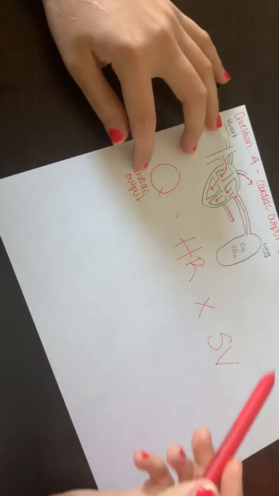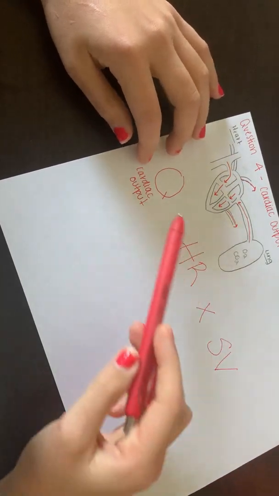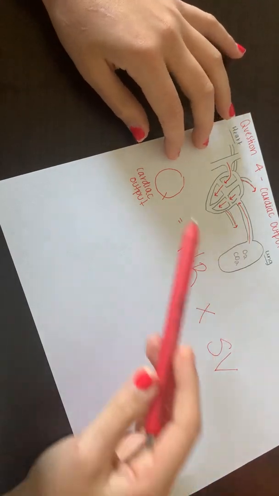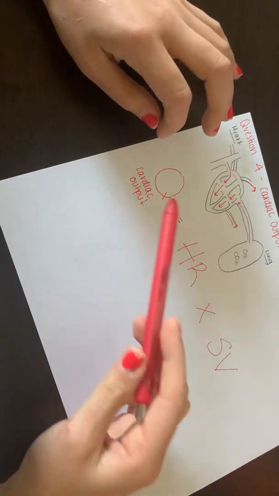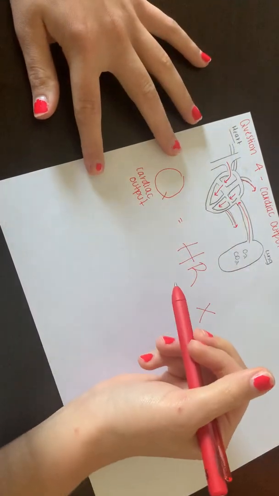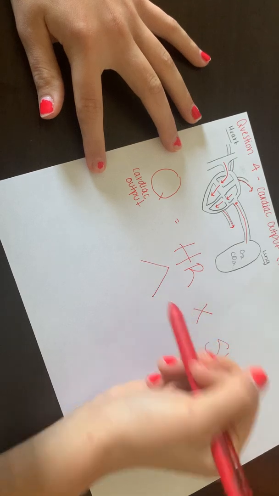Each of these are going to impact the amount of cardiac output. So if you increase your heart rate, you're going to increase cardiac output, increase your stroke volume, increase cardiac output, lower heart rate, lower stroke volume, both is going to have an impact on the cardiac output. Now, there are factors that affect both the heart rate and the stroke volume.